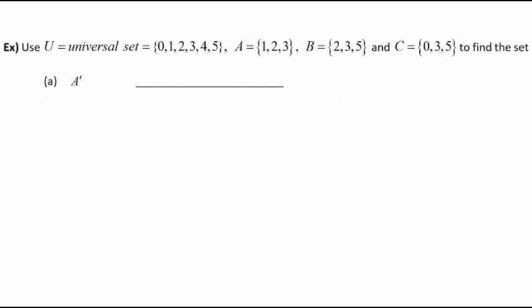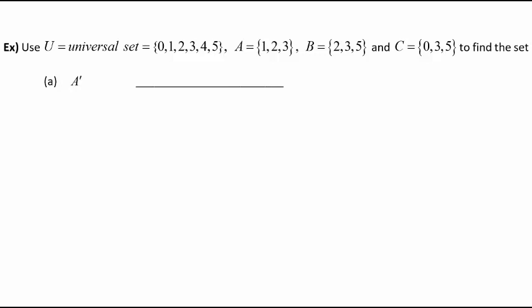Let's say the universal set is the set of 0, 1, 2, 3, 4, and 5. A is the set of 1, 2, and 3. B is the set of 2, 3, and 5. And C is the set of 0, 3, and 5. And I want you to find the set A prime.